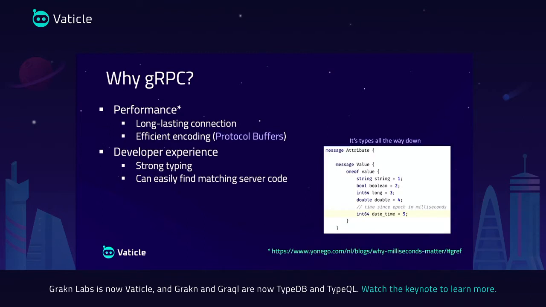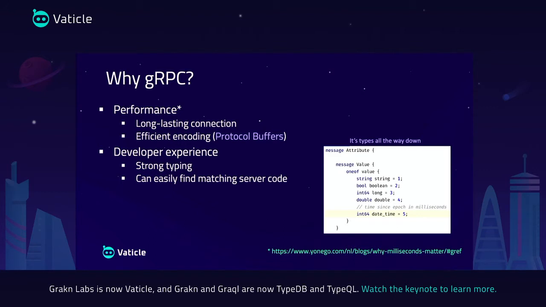Second point is the developer experience. Strong typing, as you might have guessed, is a big thing for us. On the right, I've supplied an example, how we encode an attribute value in protocol buffers. TypeDB has 5 different types of attributes: string, boolean, long, and so on. And each of them have their own strong types in our protocol.